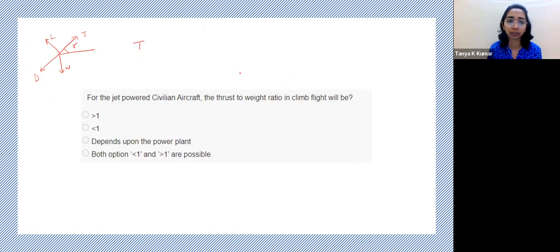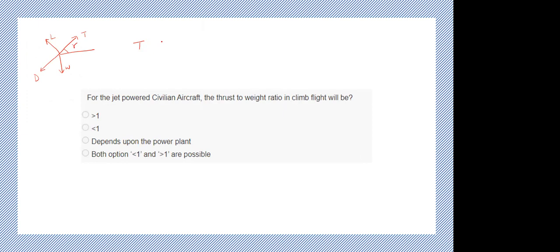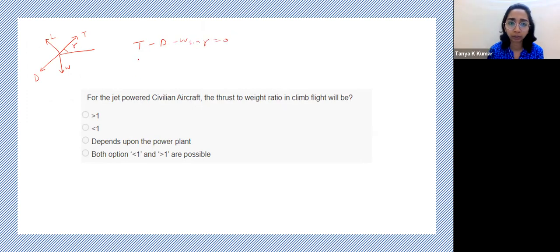Okay, coming back to this equation, can you tell me the equation of motion parallel to thrust in that direction? T minus D minus W sine gamma. Correct. So now let's proceed with the derivation from here till we get thrust to weight. T equals D plus W sine gamma. Now divide throughout by weight. You get T by W equals D by W plus sine gamma.